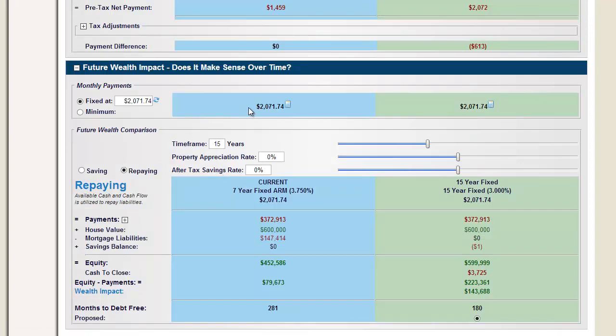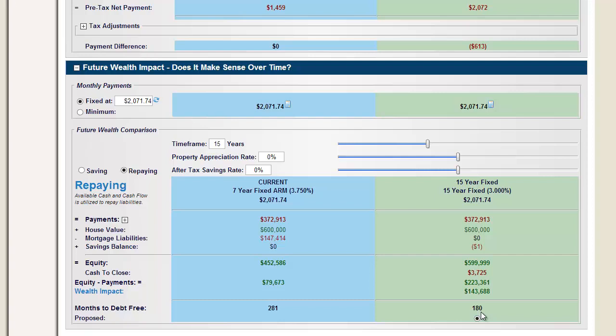And look at the beauty of how we can explain to this client that if they keep their 7-year ARM, pay $2,071.74 a month going forward, they'll be debt-free in 281 months. In 15 years, their mortgage balance right here is still $147,414 based on the caps and the adjustments that 7-year ARM could make. On a 15-year fixed, the mortgage balance at the end of 15 years is 0, and again, we're at 180 months and they're debt-free.